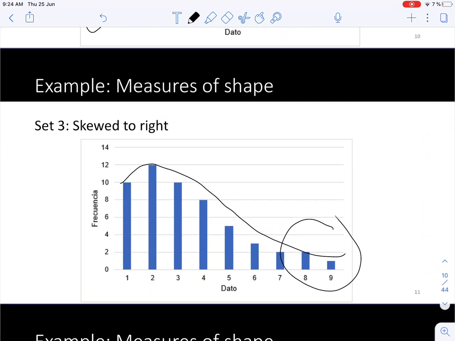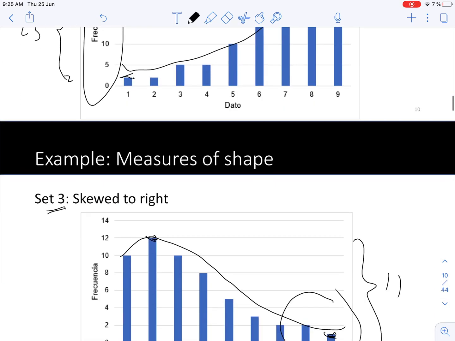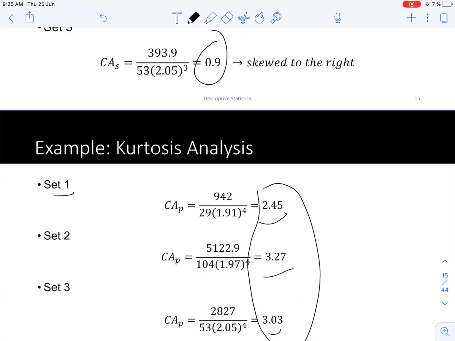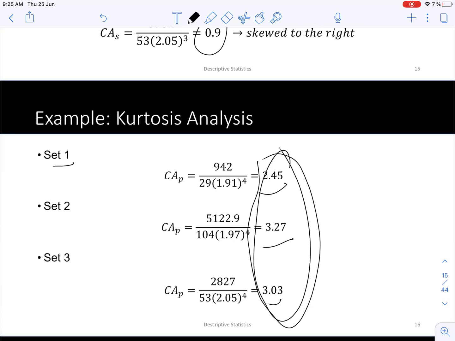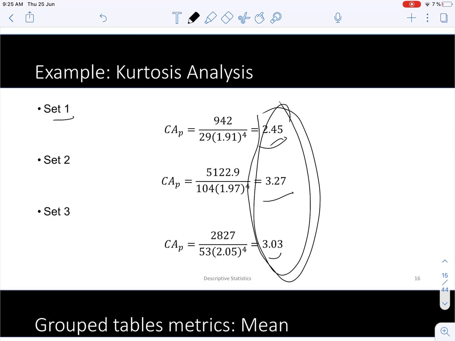And of course, we will see a more moderate difference when we measure the kurtosis in the third one, because the distance here is between 1, that's the minimum frequency, and the maximum is 12, right? So the distance is 11, which is kind of in the middle of these two distances, right? So it is consistent with the numbers that we're getting here. So the first set has the lowest value of kurtosis, set 2 the highest value, and set 3 is the more moderate value of kurtosis.